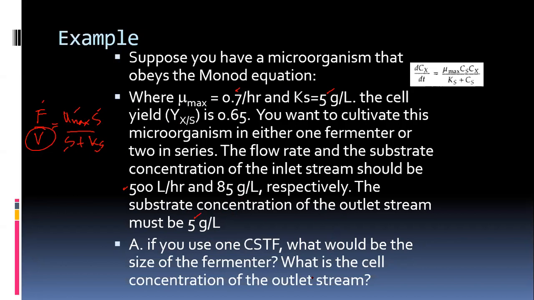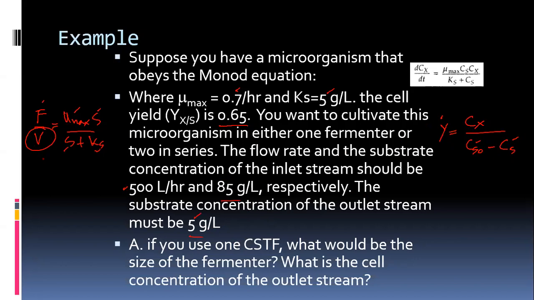Yung second part naman, what is the cell concentration in the outlet stream? Gagamitin nyo lamang yung yield, cell yield, yung Y. So, Y is simply Cx over CSO minus Cs, kasi in-assume natin 0 na yung Cx initial. Meron tayong cell yield, tapos meron din tayong CSO at saka CS. CSO natin ay 85. Tapos ito yung CS. So, makakalculate nyo rin yung CS.